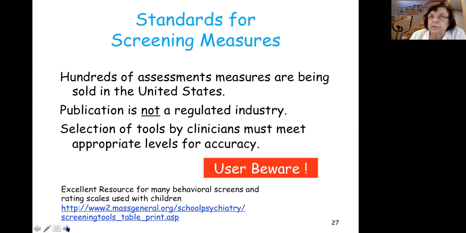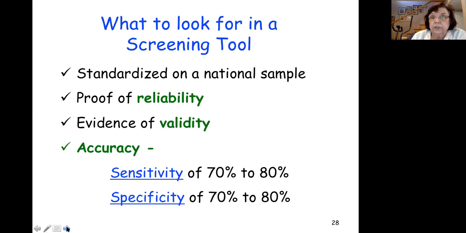So standards for screening instruments: the user really needs to be aware. There are hundreds of assessments being sold. The publication of these is not really a regulated industry, so people need to select tools properly based on appropriate levels of accuracy. So what to look for in those screening tools: that they're standardized on a national sample and the sample that you're working with, proof of reliability, evidence of validity, and then accuracy.